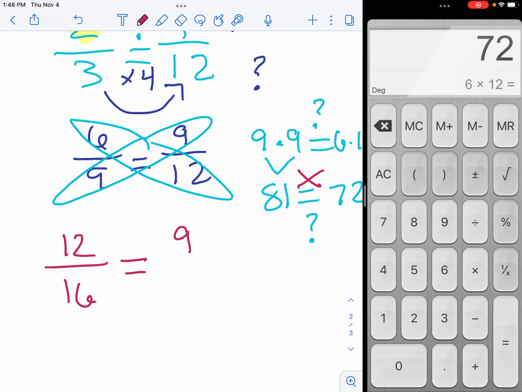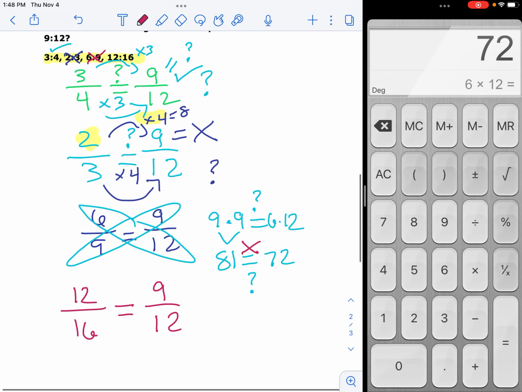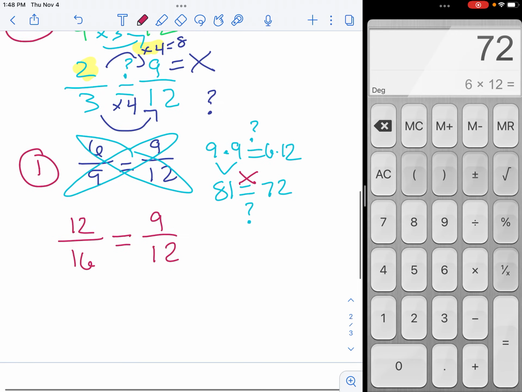Is this equivalent to 9 to 12? I want you guys to try this on your own. Use either method you want. You can either use your cross multiplication, or you can see what are we multiplying by or dividing by, and are they the same? So are these equivalent?